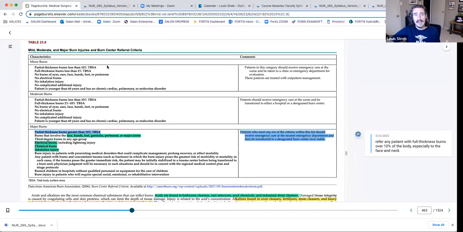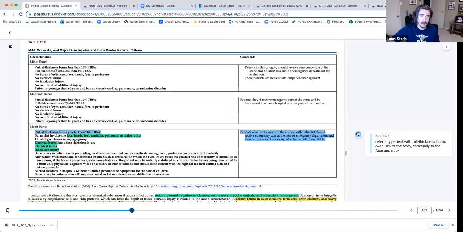Are they going to ask you the characteristics of burns on your exam? I doubt it. It's not often that you have to differentiate between a partial thickness and a full thickness. When they come into the hospital, they're going to tell you what it is. Patient presents with full thickness burns, and so on.